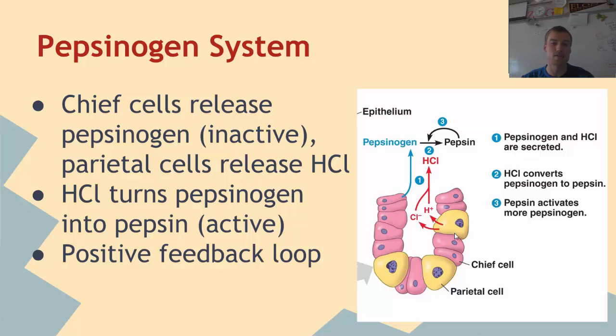So you've got this inactive form, pepsinogen, which is released. Then you have the parietal cells, which are going to be releasing hydrochloric acid. And when the hydrochloric acid runs into the pepsinogen, once it is inside the actual stomach, it takes the pepsinogen and turns it into pepsin. The pepsin will then go back and reactivate more pepsinogen, turning it into pepsin. So you have this positive feedback loop, where as soon as you get some pepsin, it will create more pepsin, which is good because you need the pepsin to help the digestive process.